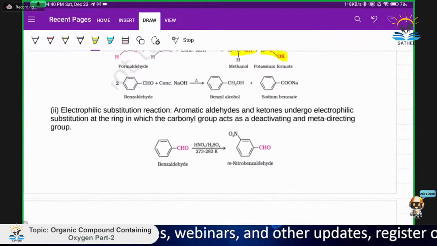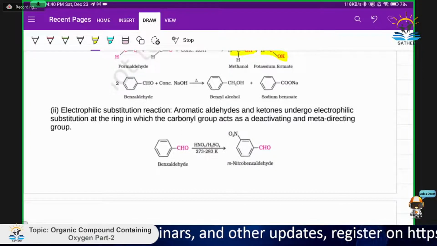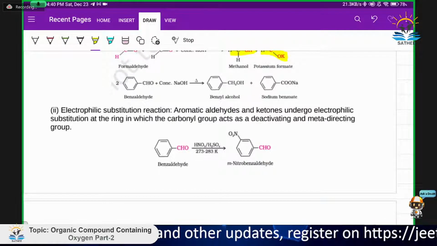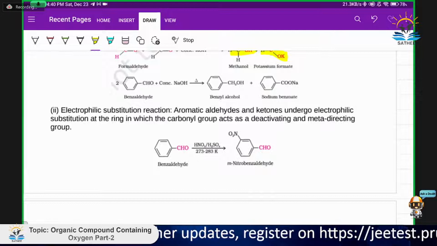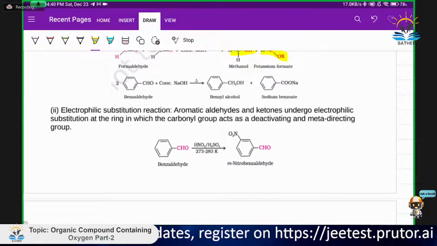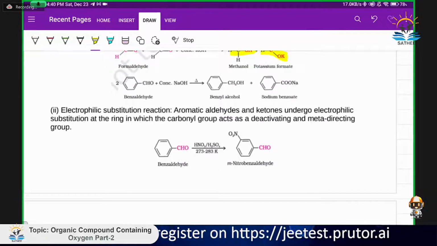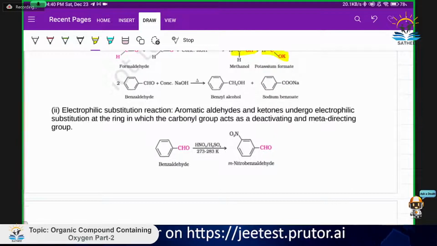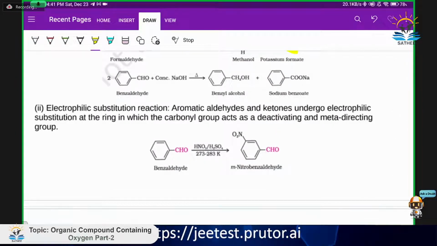Now, electrophilic substitution reaction. Aromatic aldehydes and ketones undergo electrophilic substitution in the ring, in which the carbonyl group acts as a deactivating and meta-directing group. So, carbonyl group is a deactivating group or electron withdrawing group. So, we'll get the meta product. So, here we are doing nitration and we got the meta nitro product here.